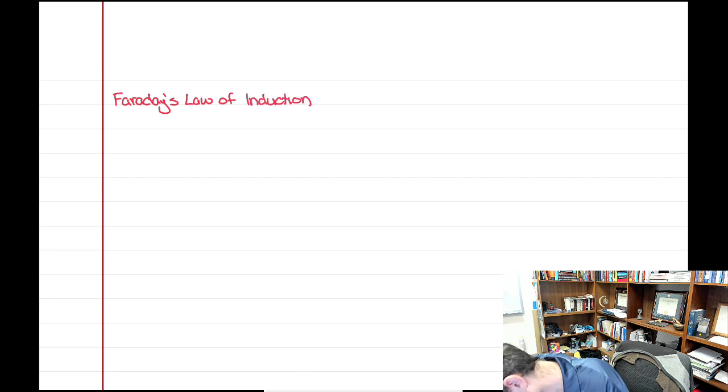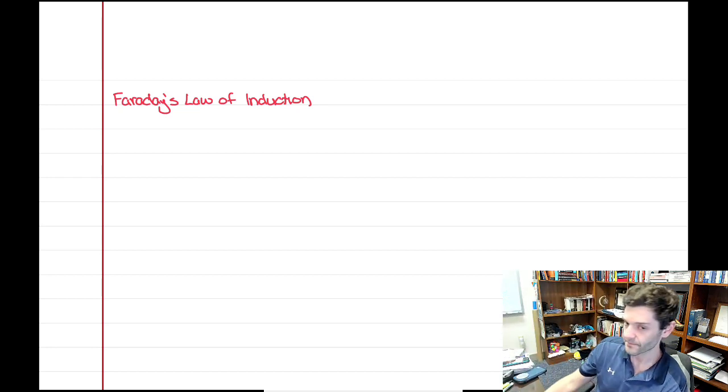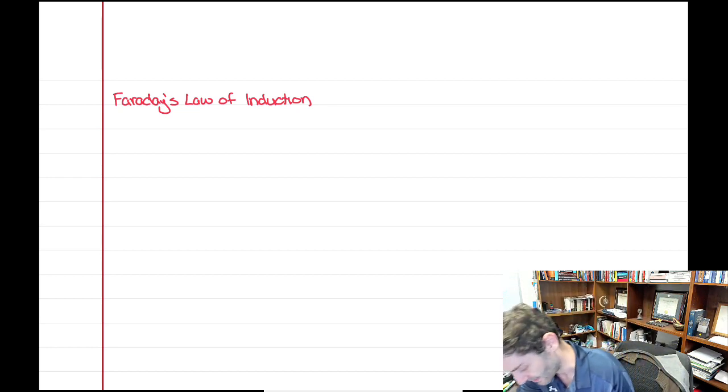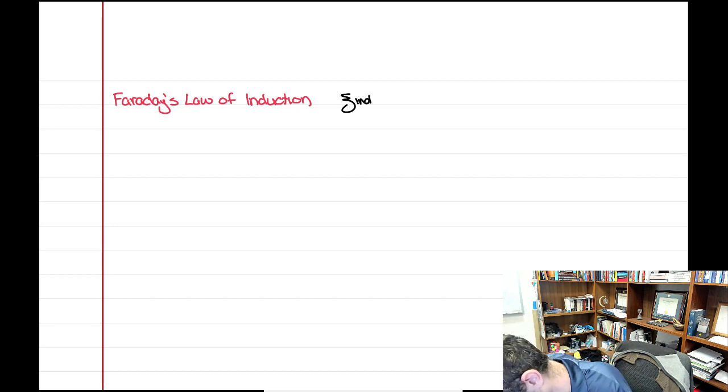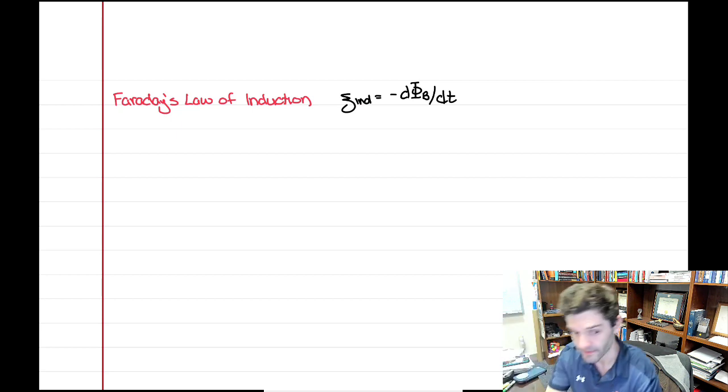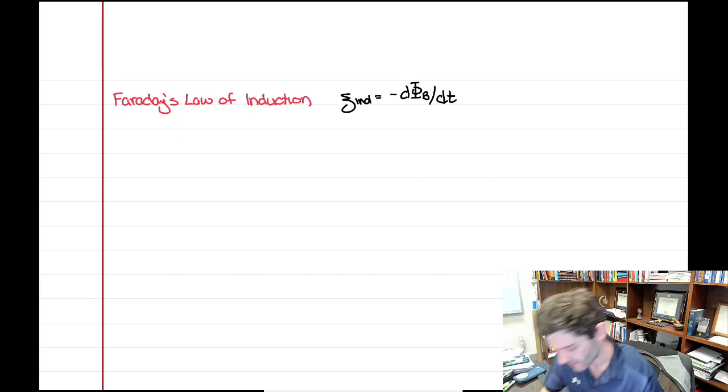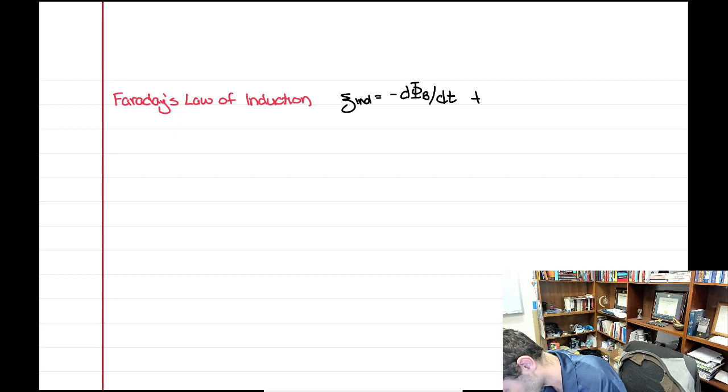And that it's not the presence of a magnetic flux that creates an induced current, but it's the changing magnetic flux that produces a current. So it is usually written as the induced electromotive force, or EMF, or I like oomph, is equal to negative the time derivative of the magnetic flux through the surface enclosed by a circuit.